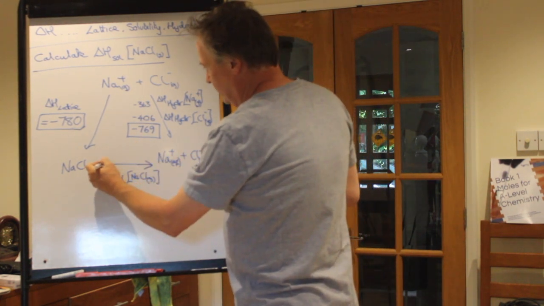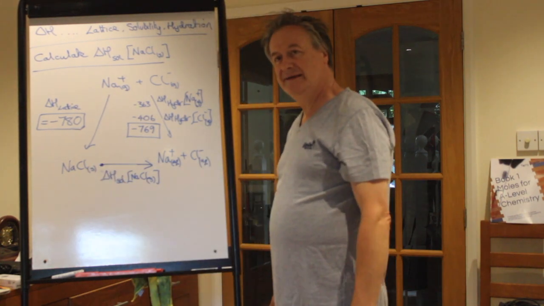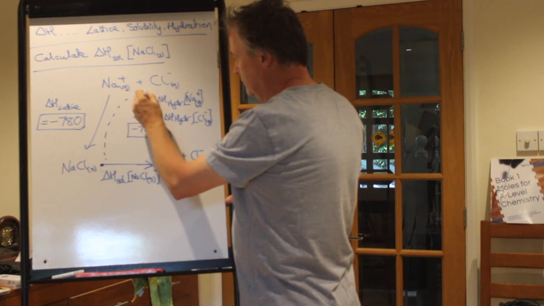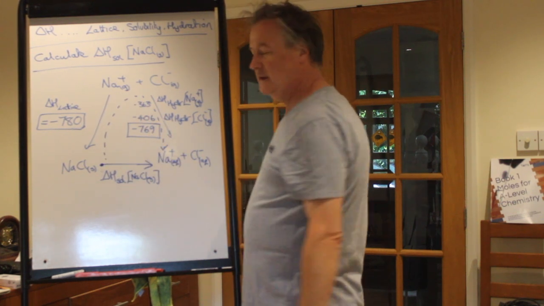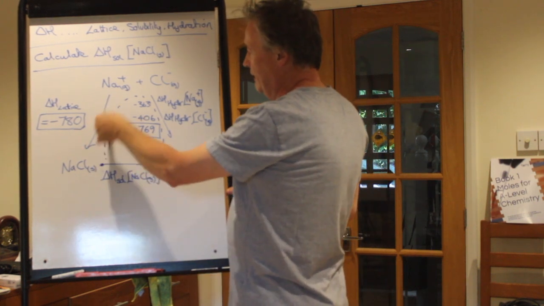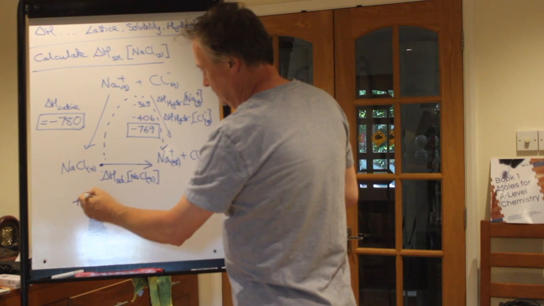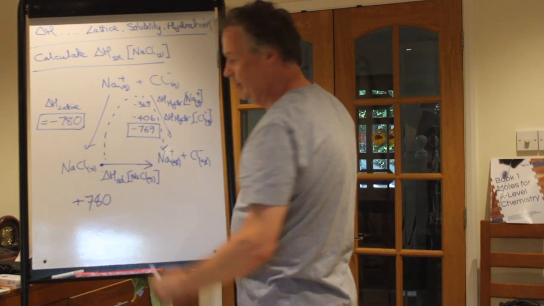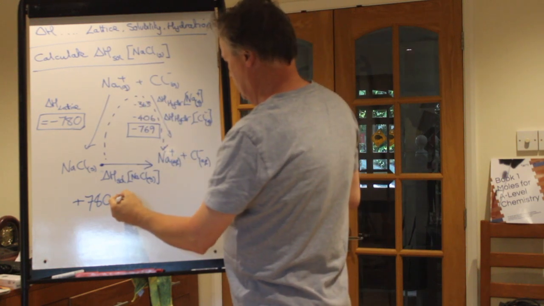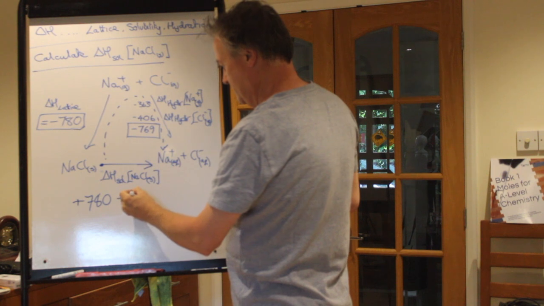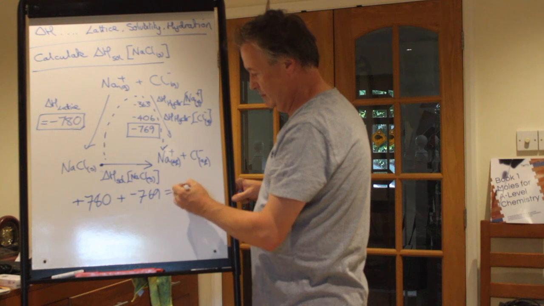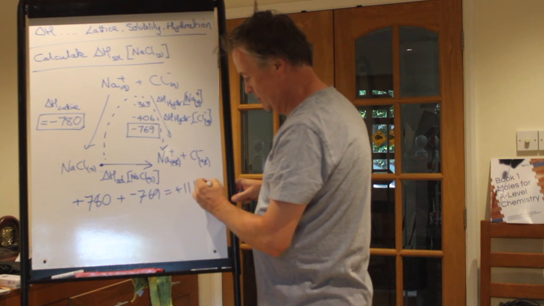So we need to do from that end of the arrow to the arrowhead, so we need to go the roundabout route. So it is the wrong way up the lattice energy. So the wrong way means it will be plus 780. And then the correct way down the hydration side, which is plus and then minus 769. And when you do that, you get plus 11, and it's in kilojoules per mole.